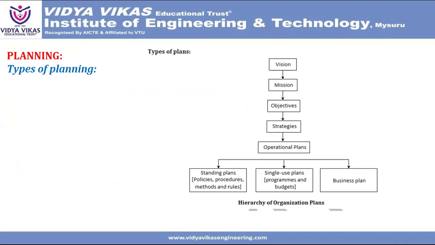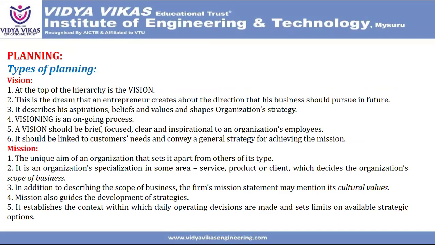Single-use plans, like programs, budgets, and business plans. This is nothing but a hierarchy of organizational plans. Here, let's discuss what we mean by vision. At the top of the hierarchy is the vision. This is the dream that an entrepreneur creates about the direction that his business should pursue in future. It describes his aspirations, beliefs, and values and shapes organization strategy.